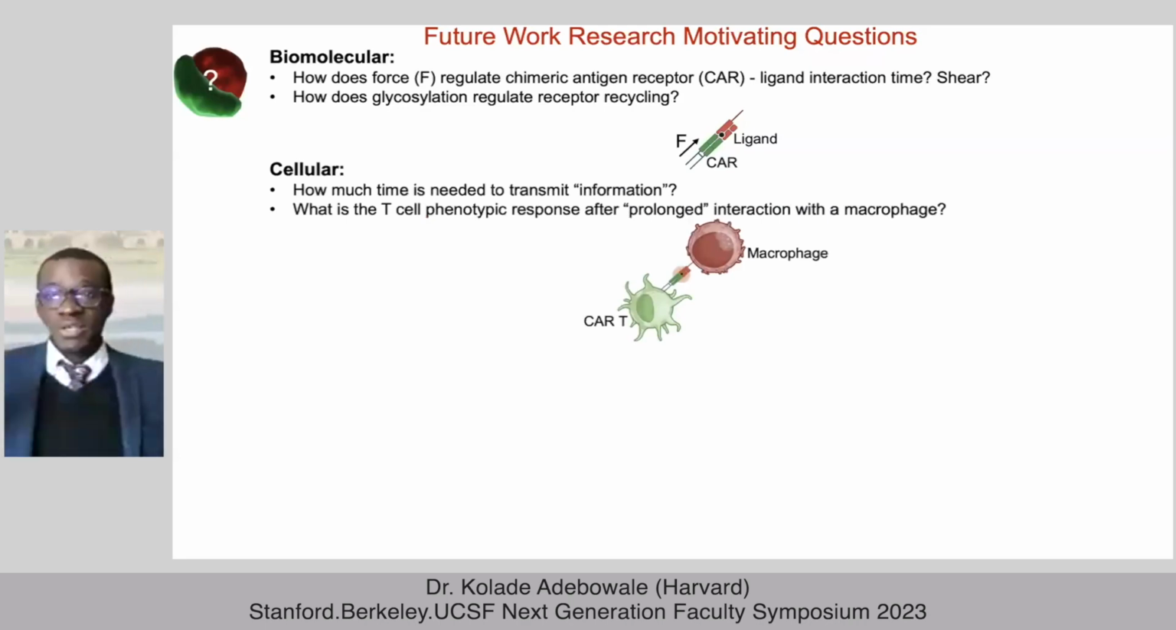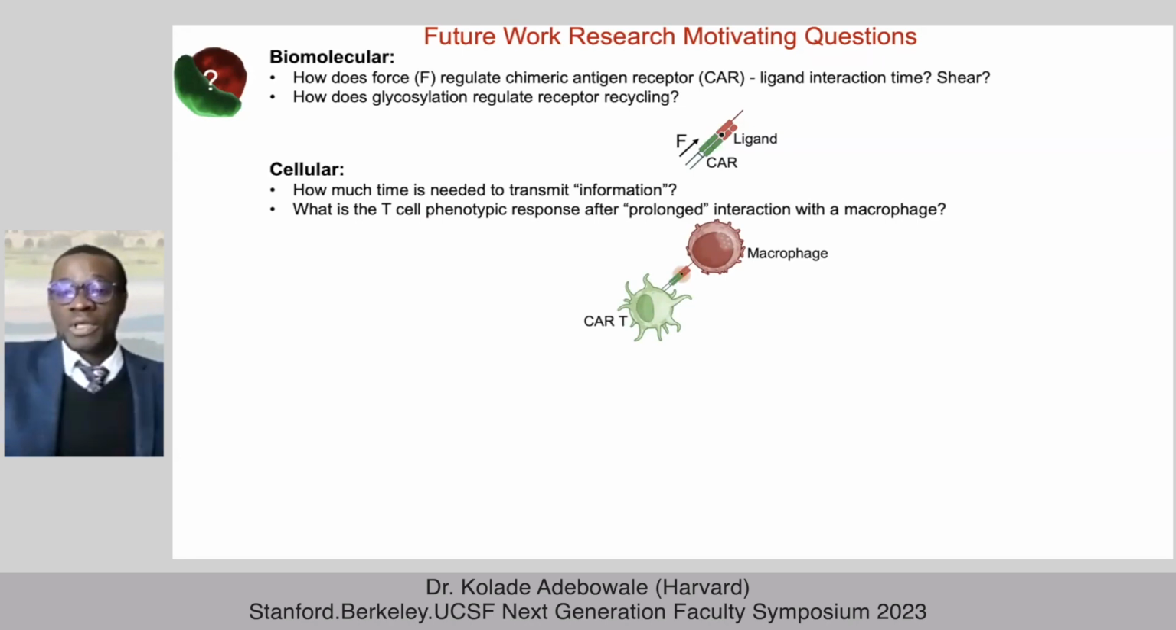At a cellular level, I would like to understand how much time is needed for a CAR T cell and a macrophage cell to transmit information. What exactly is being transmitted? And what is the consequence of this transmission of information on these two cell populations? For example, are there differences in expression of markers like CD25, CD69, CD62L, TIM3, LAG3, PD1, PDL1, and on and on and on?